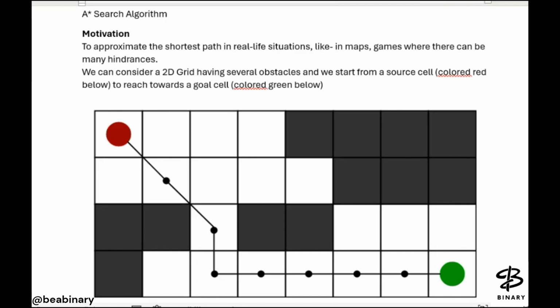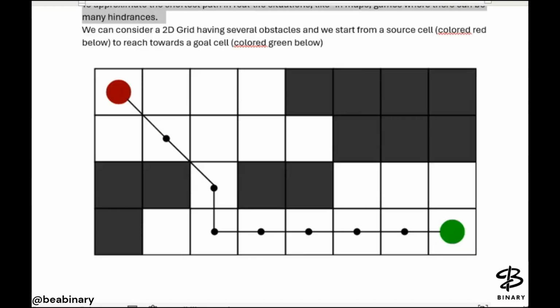So what is the motivation? To approximate the shortest path in real-time situations like in a maps game, where there can be many hindrances. So here we use the A* search approach. As we can see in the picture here, we can consider a 2D grid having several obstacles, which are the shaded ones, and we start from a source cell, colored as the red cell, and we need to go to the goal cell, which is the green cell here.